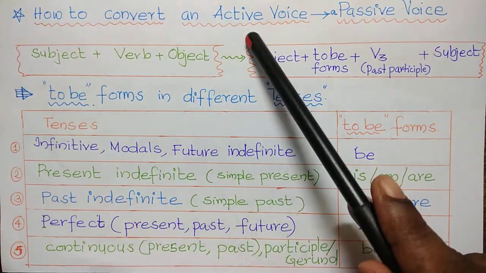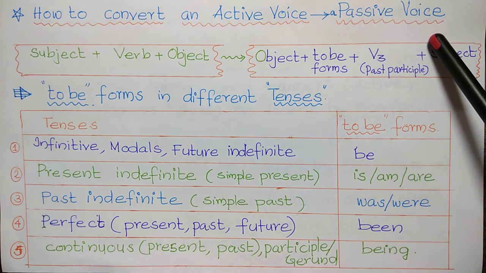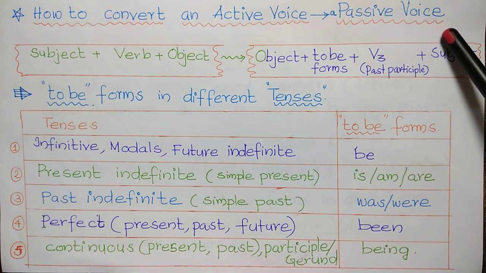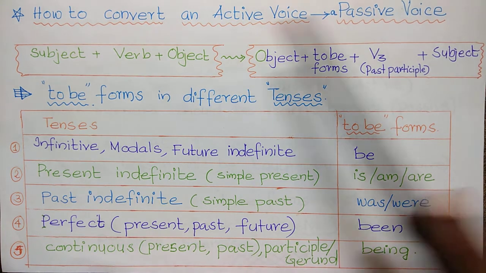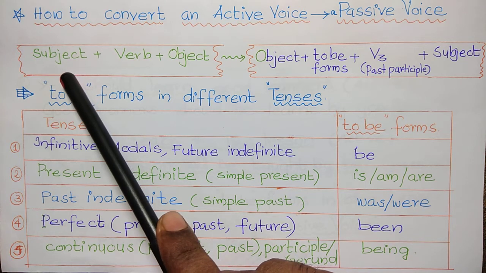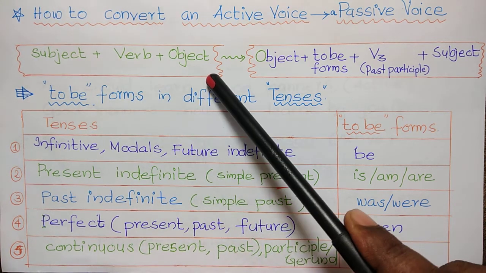How to convert an active voice to a passive voice? Now let's see how we can convert an active voice to a passive voice. See the structure. In an active voice, subject plus verb plus object.